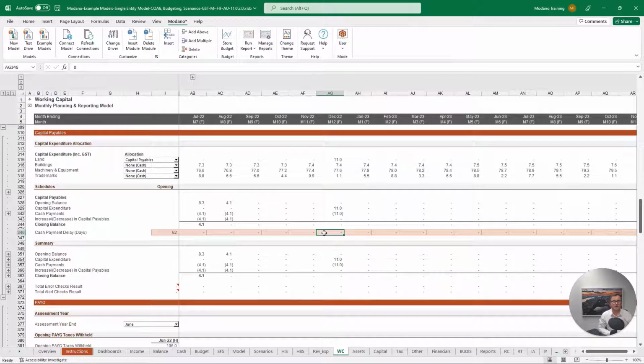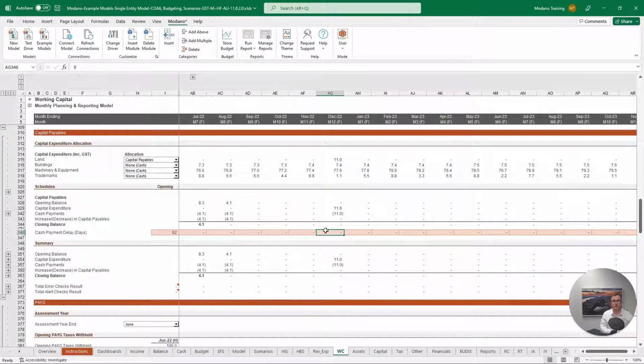The way that our cash payment delay works is we assume that all capital expenditure is spread evenly throughout a period, and we receive invoices throughout the period. For example, with our 11.0, the 11.0 would be spread across 31 invoices across the month of December, with the first invoice being received on December 1st, and so on.